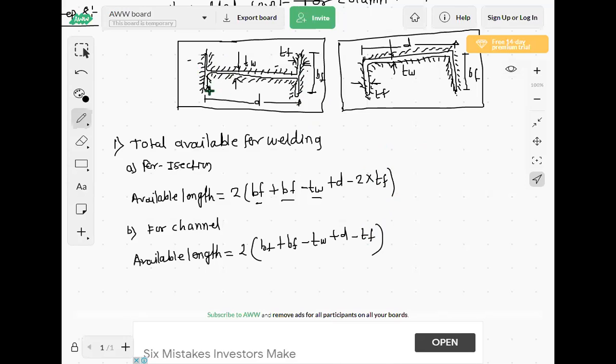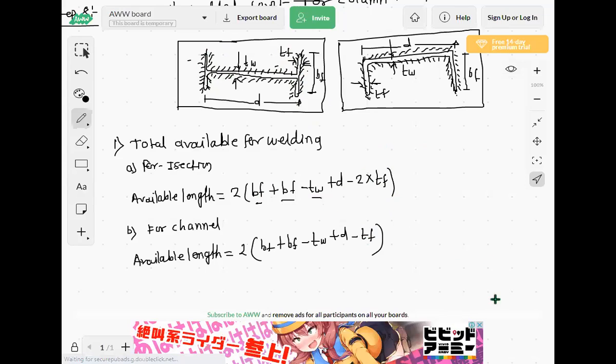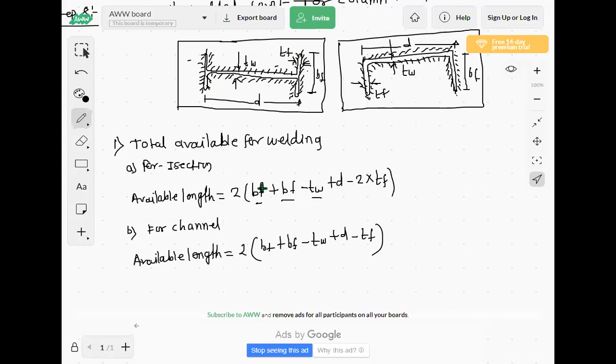As per whatever I have hatched here, this area I have calculated. Area means length we have calculated here. So the hatching length is what I have written. Is this correct? If you start from this point, we have to measure the perimeter. So whatever perimeter I have measured here, is this correct? This is the perimeter. It means the available length for welding. Is this correct? Anyone can reply if it is wrong.